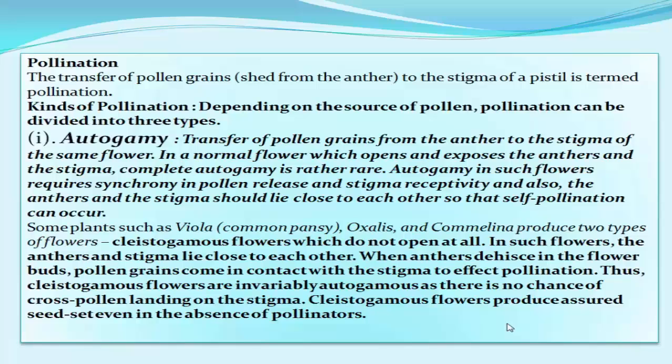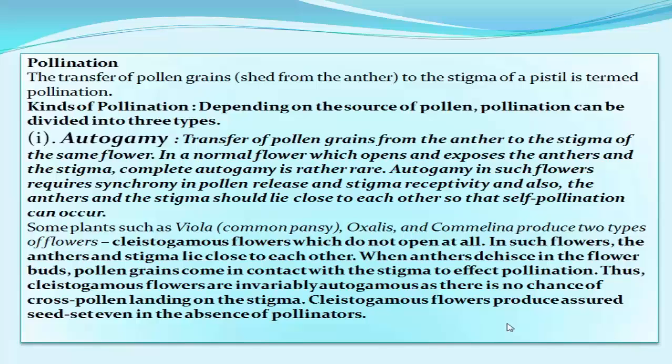Apart from that, even though the flower is in the closed condition, another condition supporting is that the anther and stigma lie close to each other. When the anther dehisces, immediately it gets the stigma, the pollen grains are deposited, and autogamy is executed. Therefore, cleistogamous flowers always ensure seed setting or seed formation without the help of any pollinating agent.